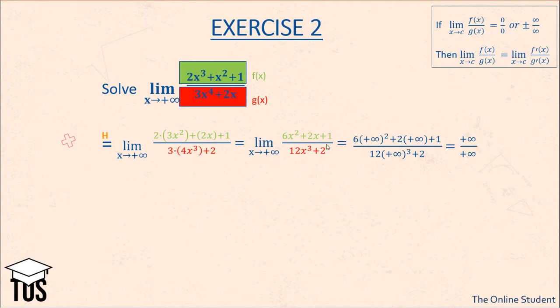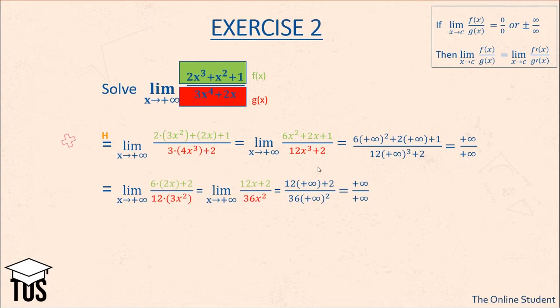Now we can fill in infinity for x. If we fill in infinity for x, we see that we still get a fraction of infinity divided by infinity. This means that we can apply L'Hospital's rule again. So we again take the derivative of the numerator, which is 6 times 2x plus 2, and we divide it by the derivative of the denominator, which is 12 times 3x squared.